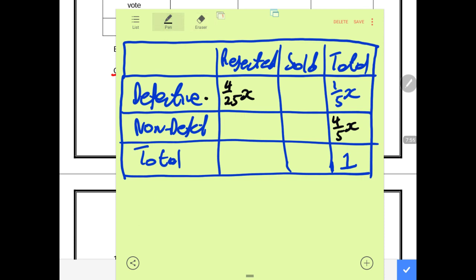Now immediately when you have the 4/25 of those switches that are rejected and defective, then we can calculate what is missing here. Remember, we do have the total. We say the total minus the rejected, so that we get to know those that were sold. So now the total, 1/5X minus 4/25, will give us the ones that were sold.